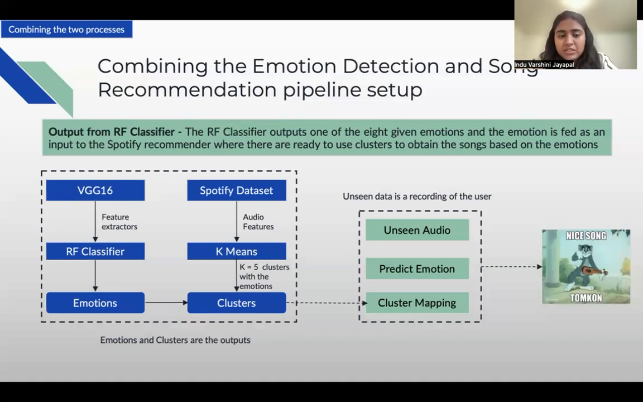Once we have these clusters ready, we pass the emotion we detected as an input to the song recommendation system, where the emotion is mapped to a cluster and 5 songs are recommended from the cluster randomly. We also tested our model with an unseen audio of one of our teammates, and our model was able to predict the emotion correctly and recommended songs suitable for the emotion.